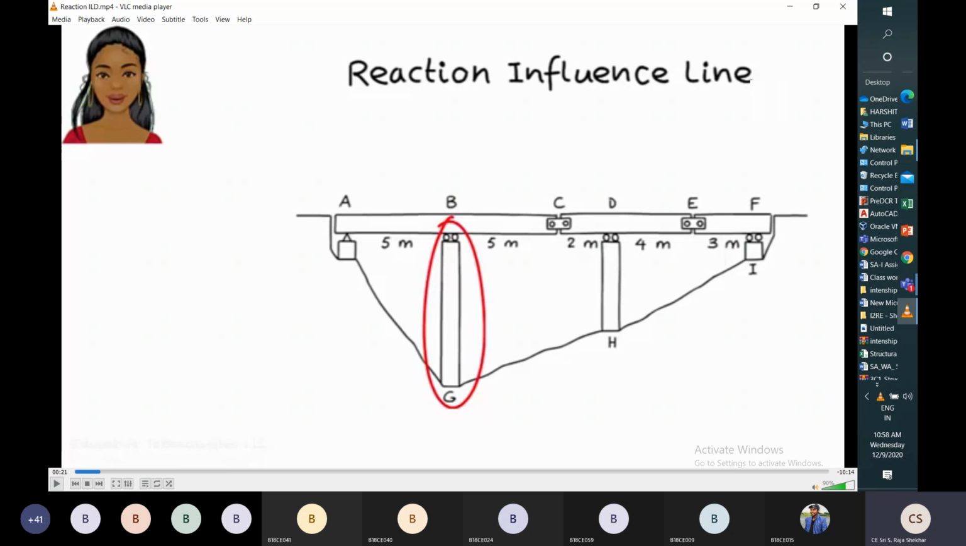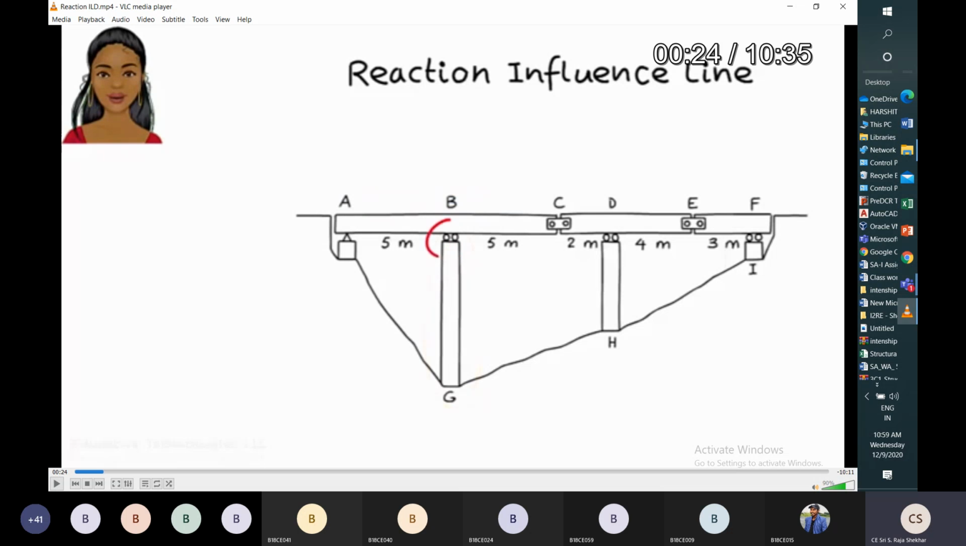That means when a unit point load is moving from A to F, we need to calculate the maximum reaction developed in the member BG. For the calculation of the maximum reaction developed in BG, or in DH, we'll use the reaction influence line. For that, we'll move a unit point load from A to F and draw the influence line for the reaction for BG as well as DH.